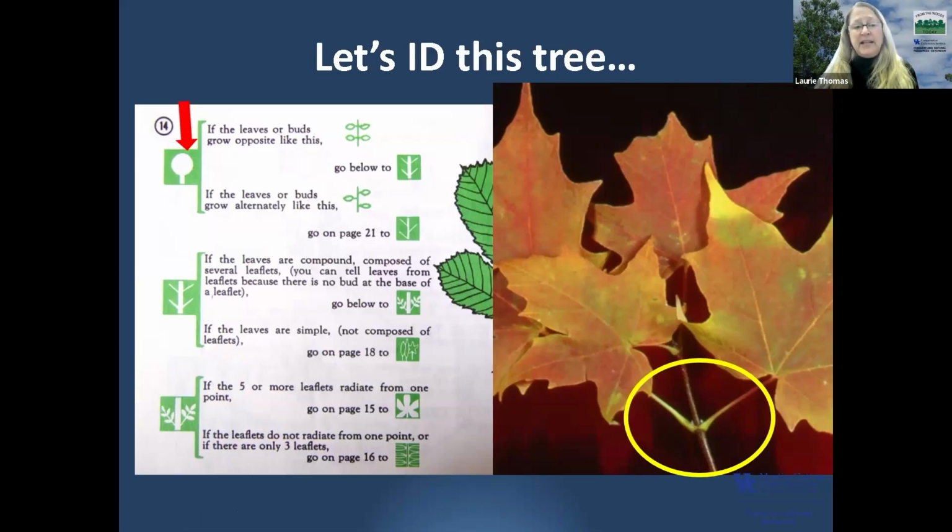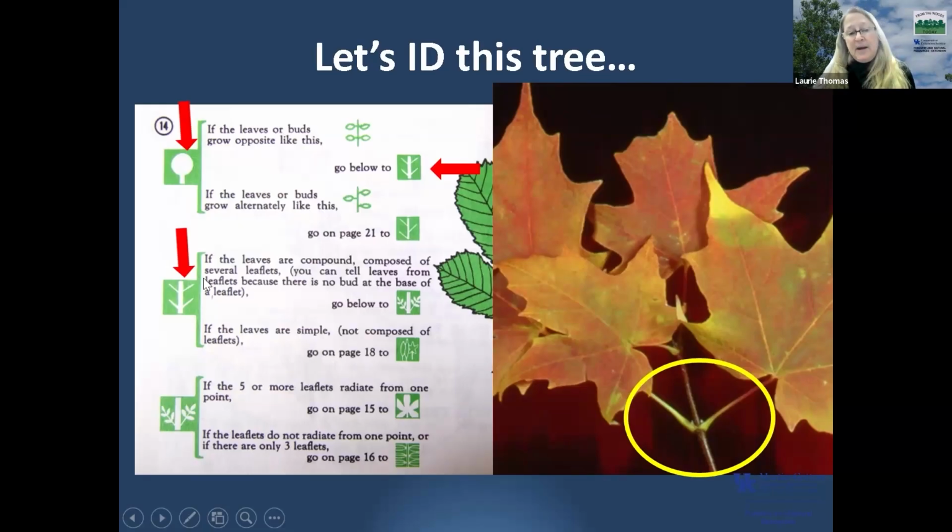It wants to know if the leaves or buds grow opposite like this. See, it even gives you a picture. It's great. Or if the leaves or buds grow alternately staggered along the stem like this. Well, I've already circled this for us. So hopefully everybody sees that our leaves and our buds are opposite from one another. So we look at our opposite little logo, and we're going to take it down to this next bracket.